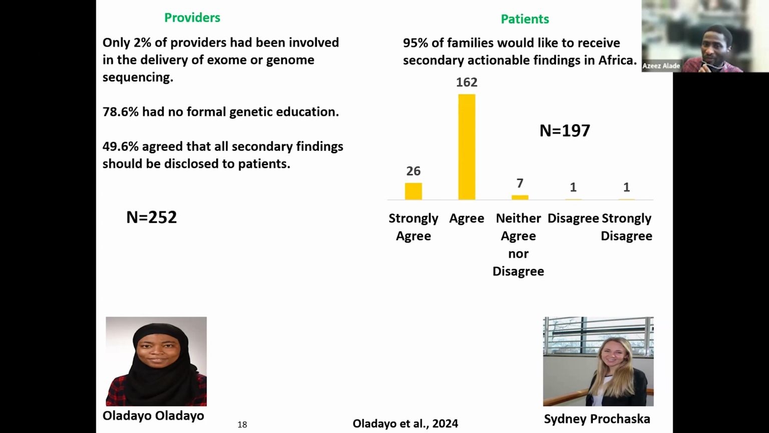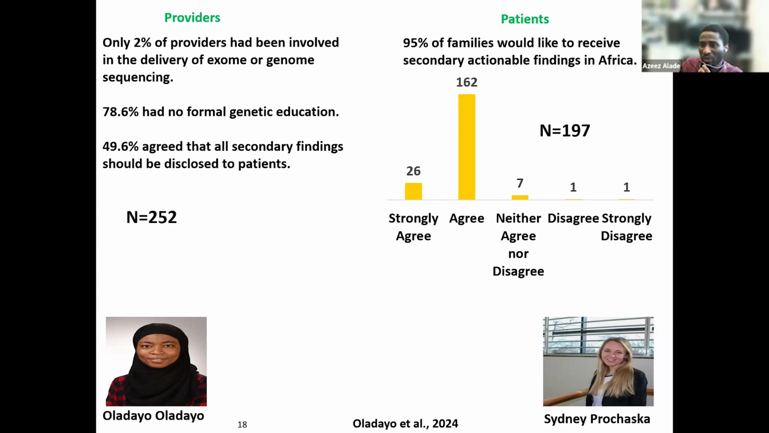But for the providers, we found that about half of them agreed that there is a need to return this finding to the patient. But the majority of them, over 75%, do not have any formal training when it comes to genetic education. In fact, only 2% of them have been involved in delivering genetic information in the past. Based on this was one of the problems we identified, and we've actually started some educational material to improve the knowledge of these providers on delivering genetic information to patients.